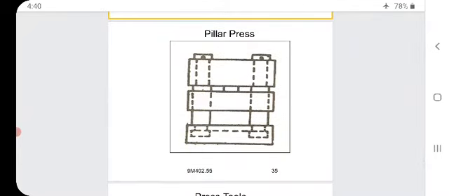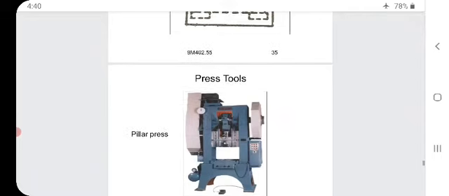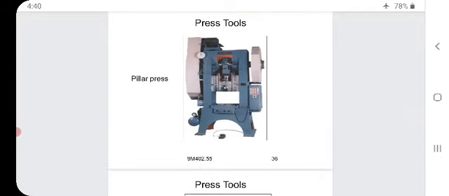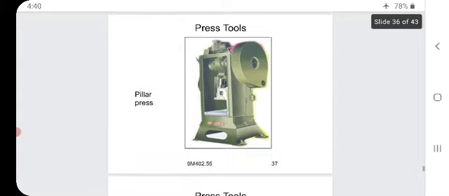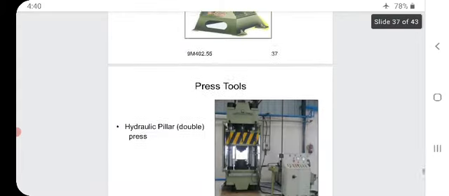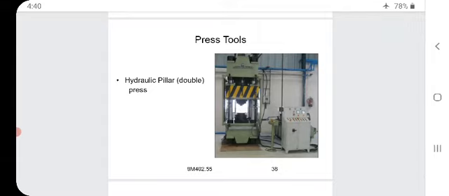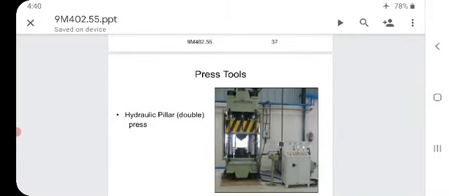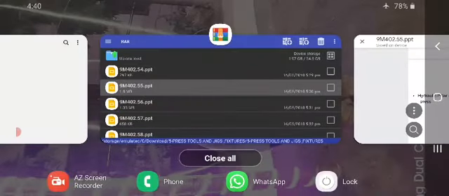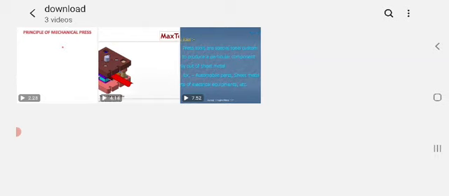Pillar press. Here is the pillar press. This is also a figure for the pillar press. Now we are seeing the hydraulic pillar, the double press. Now we will see a related video which I have taken from YouTube. Watch this clearly.